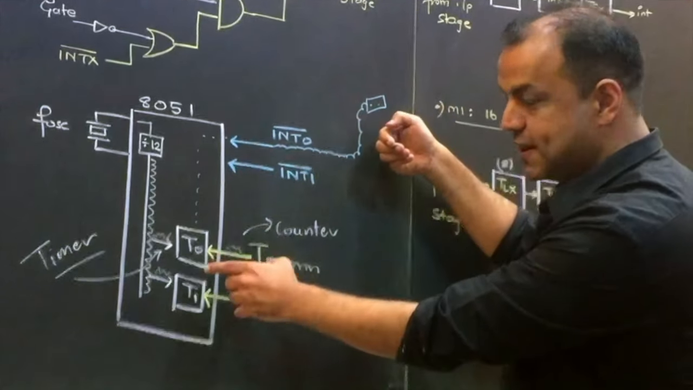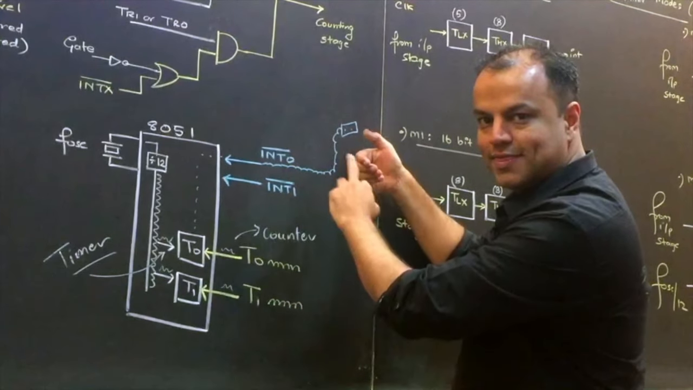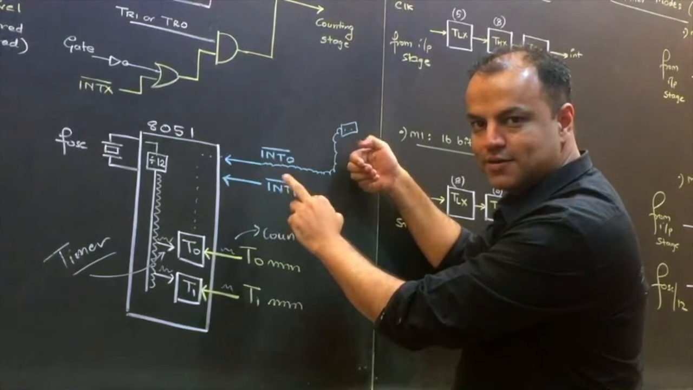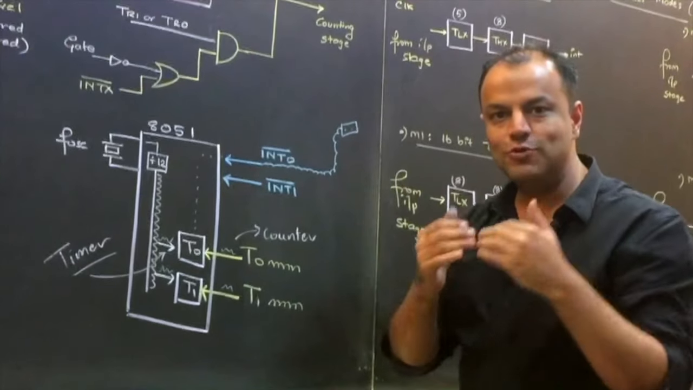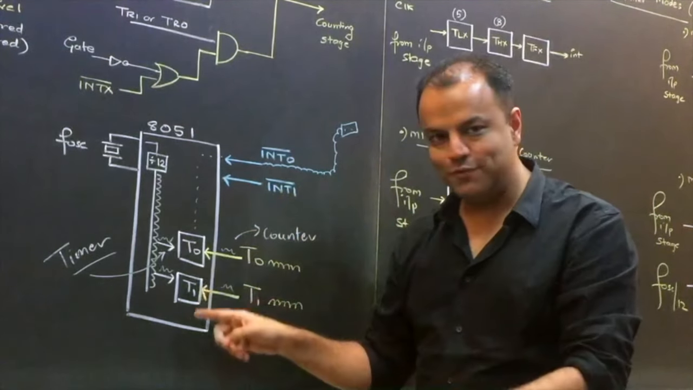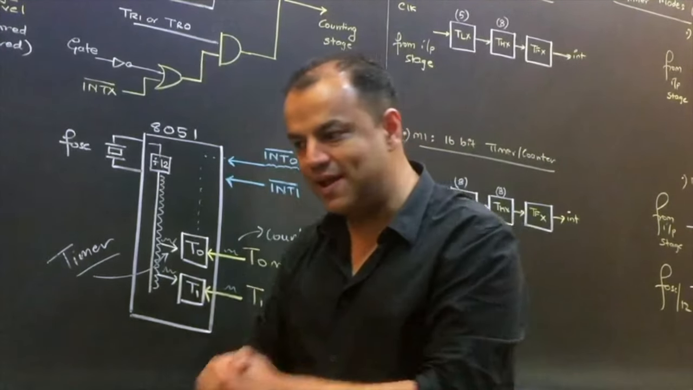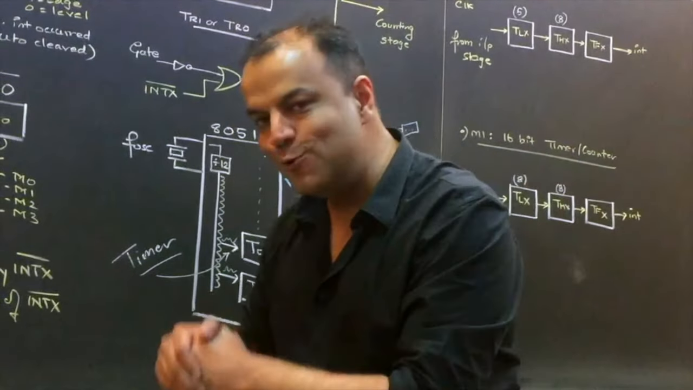Press the button, timer 0 will start. Release the button, timer 0 will stop. That means by this button you can start and stop counting. That means you have achieved hardware control. Did you understand? And the same thing for INT 1, which will work as a hardware control pin for timer 1. Now what did you get by this and what did you lose?